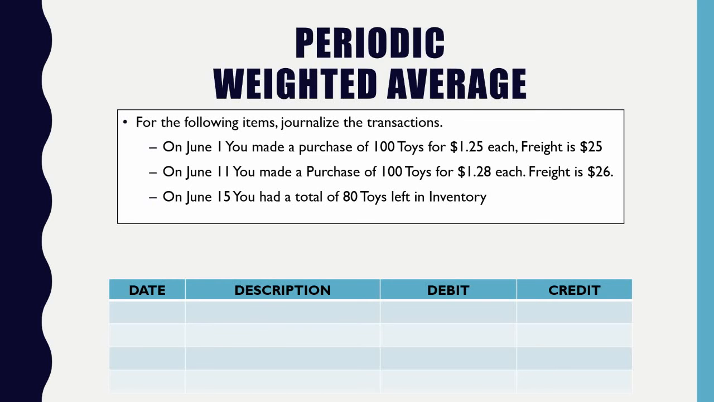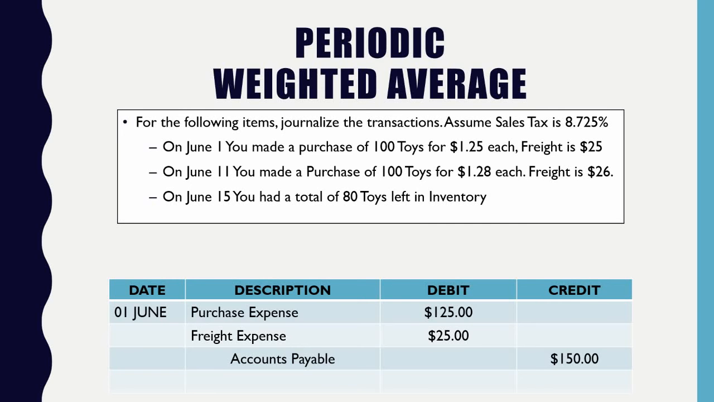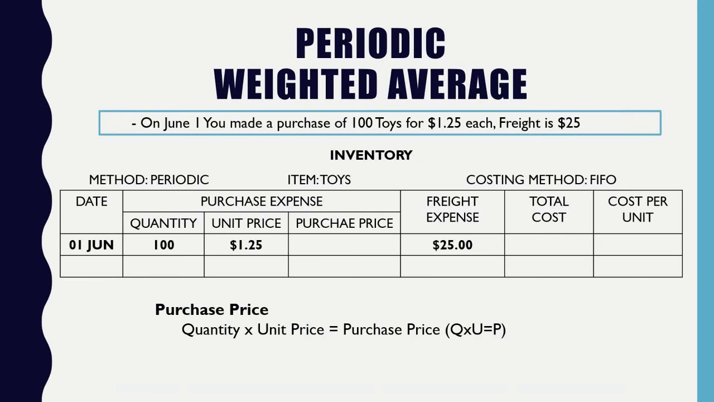Here we have, for the following items, journalize the scenario. On June 1st, you made a purchase of 100 toys at $1.25 with freight of $25. Here we recognize this is just standard. You're journalizing the entry that you made a purchase, so purchase expense and freight expense, and we're just going to assume it was on account.